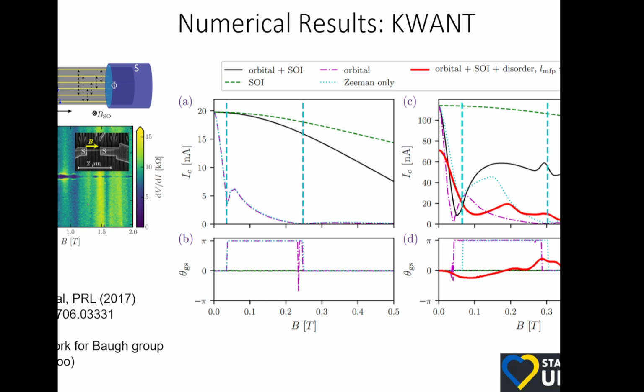Now, in a real wire, we have all of these things, and so what you need to look at is the red trace. The red trace here kind of looks like the data, right? It wiggles up and down, it wiggles up and down, all the way here. So you can say the model agrees with the data.